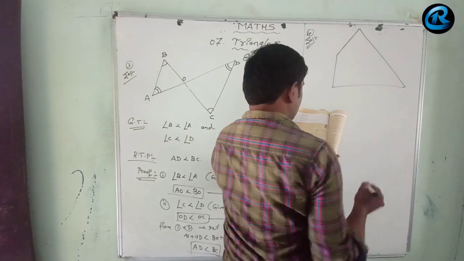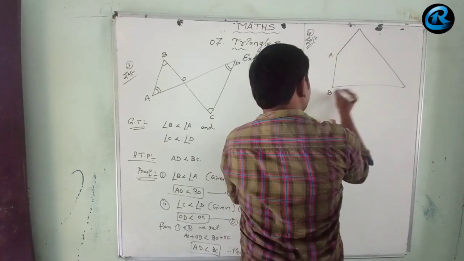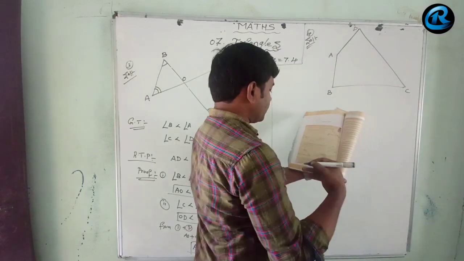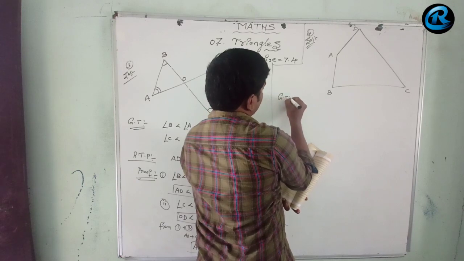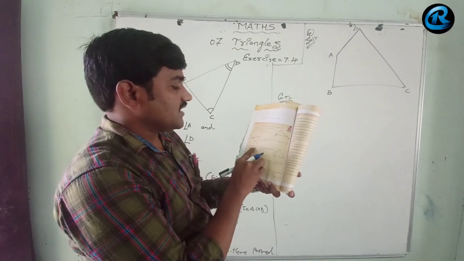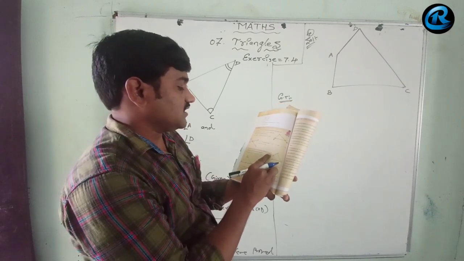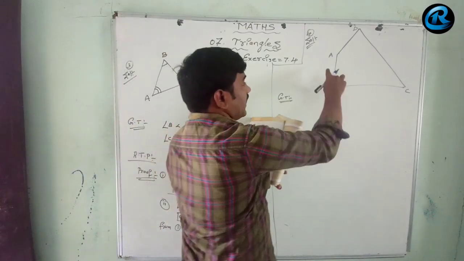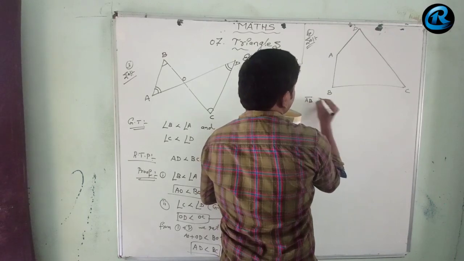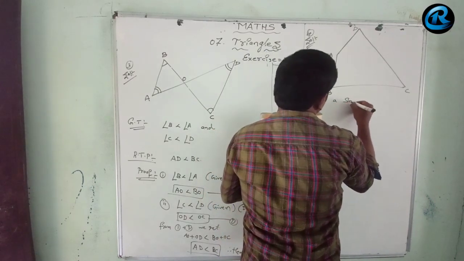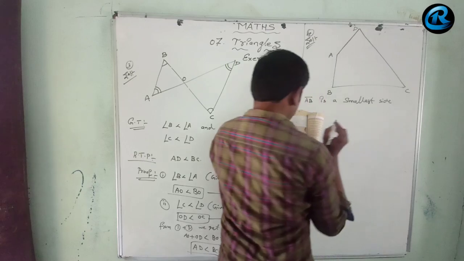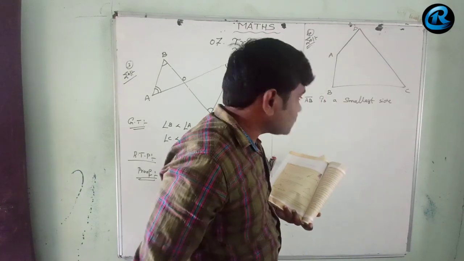Now here it is A, B, D and C. So what is given? What we need to find out? Let us see. Given that AB and CD are respectively the smallest and greatest sides. AB is the smallest side, and here ABCD is a quadrilateral.